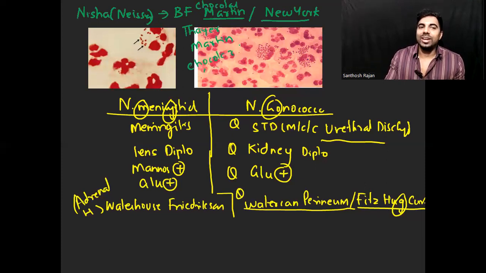Thayer-Martin and chocolate agar. These are the special media, and modified New York media also. Thayer-Martin, chocolate agar, modified New York media. These all are the media for Neisseria.